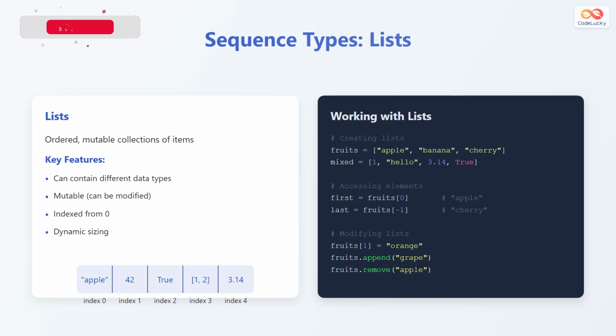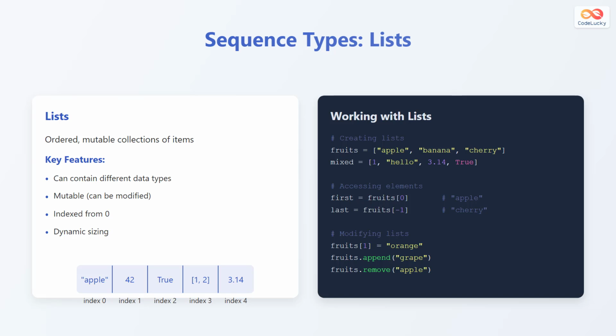Moving on to sequence types, let's begin with lists. Lists are ordered and mutable collections of items. This means that the order of elements is preserved, and you can modify the list after it is created. Lists are incredibly versatile because they can contain different data types. They are indexed from 0, meaning the first element is at index 0, and they can dynamically resize as you add or remove elements.